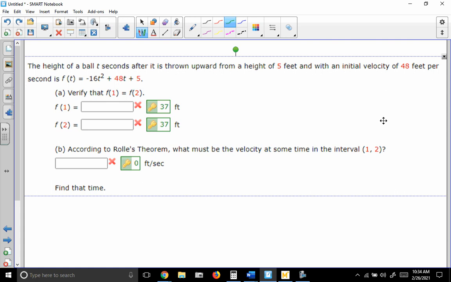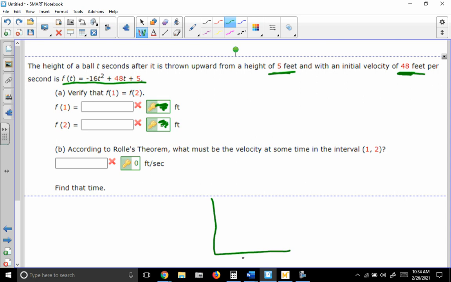Now this question, when you first read it, you might wonder how it has anything to do with Rolle's theorem. But let's look at what we're being asked. We're told that the height of a ball that starts out at 5 feet and is thrown vertically at 48 feet per second can be modeled by this equation.